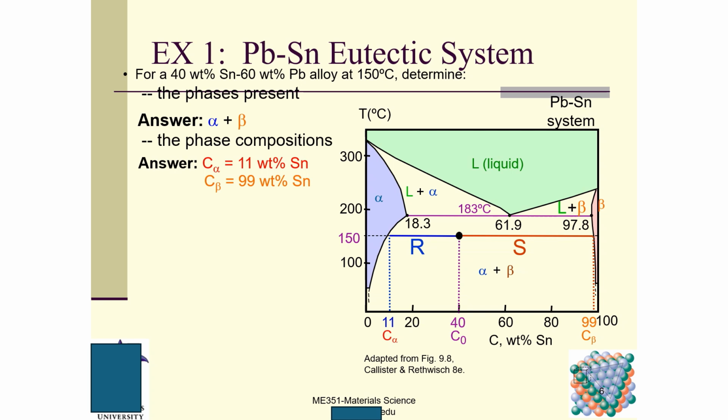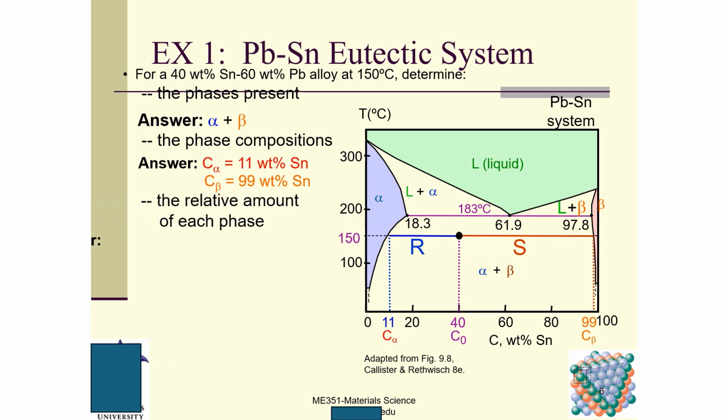Similarly, we extend this horizontal line, which intersects the other solvus curve, and then we get this point. Then we draw a vertical line passing this point, and we know this is the composition of beta. As a result, the composition of alpha equals 11 weight percent tin, and beta equals 99 percent tin. Any questions so far? No question? It looks like you are very engaged in this topic.